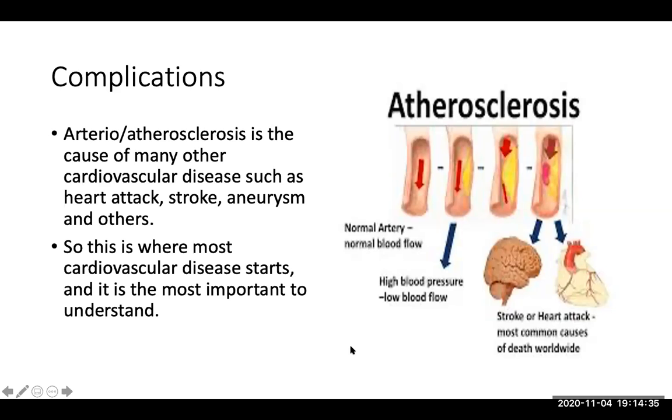Atherosclerosis is the cause of many other cardiovascular diseases like heart attack, stroke, and aneurysm. So this is where most cardiovascular disease starts, and it's the most important to understand.